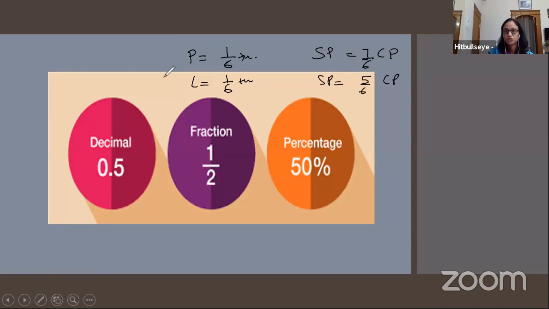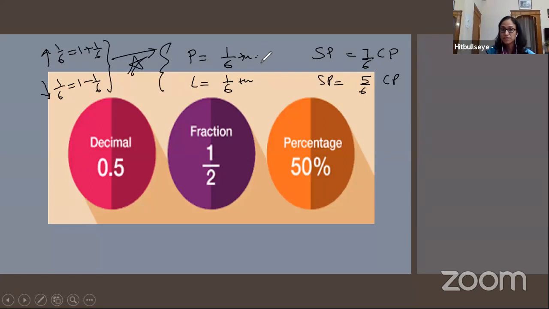So everyone clear with this shortcut? That is the shortcut that we used in the previous question. All right. Why? Because this concept of increasing something by 1 by 6 means 1 plus 1 by 6. Decreasing something by 1 by 6 means 1 minus 1 by 6 can be very nicely applied to profit loss situation. Why? Because in profit, you increase your cost price by this much to get your selling price. In loss, you decrease your cost price by this much to get your selling price. So that's how this concept is getting applied on profit and loss chapter. Everyone clear? All right. So now you will answer.